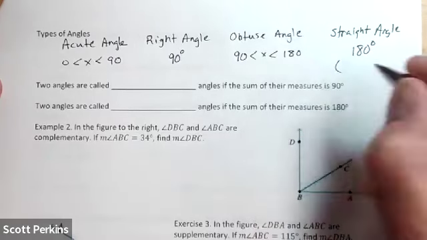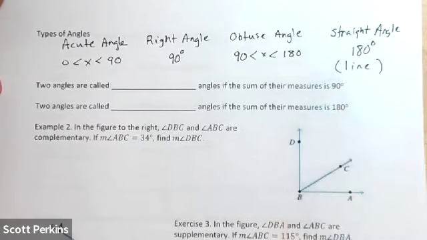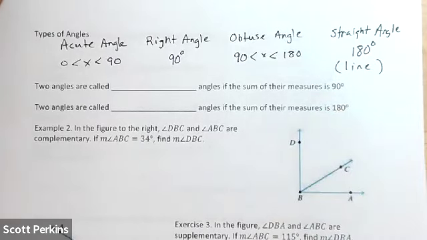I'm going to put in parentheses, that is also just a line. Straight angle is just another way to refer to a line. Okay, both of those are equivalent.